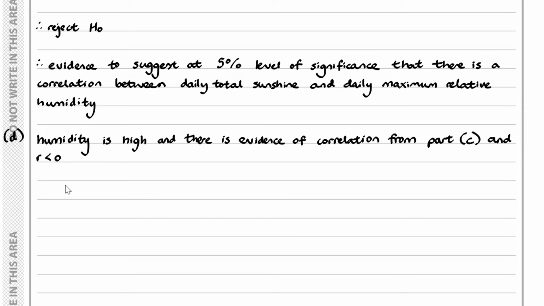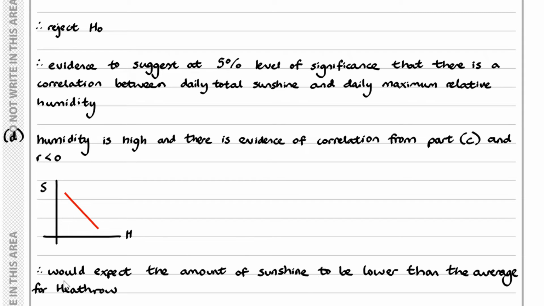So if we were to quickly sketch this situation out, we would have something looking like this. We have humidity here, s over here, we have r which is less than 0, so we have some sort of negative correlation. Now, if the humidity is quite high, we would expect the amount of sunshine to be quite low. So we would expect the amount of sunshine to be lower than the average for Heathrow.